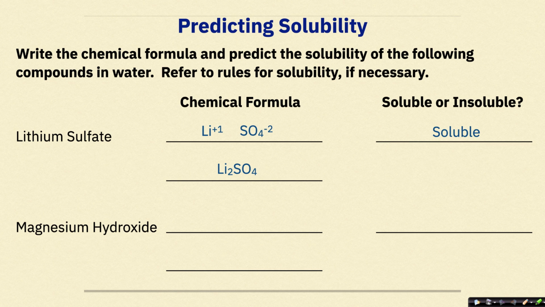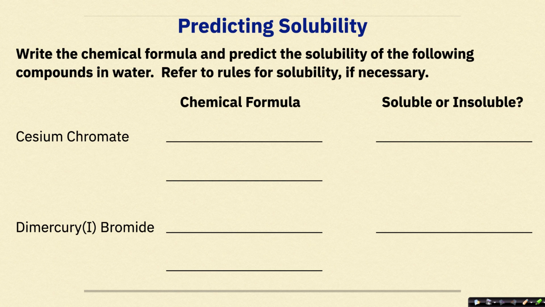Magnesium hydroxide. Our positive ion is going to be Mg+2. Hydroxide is going to be OH-1. We're going to cross these down and get Mg(OH)2. And if you remember your solubility rules, you know that this particular compound in water will be insoluble.